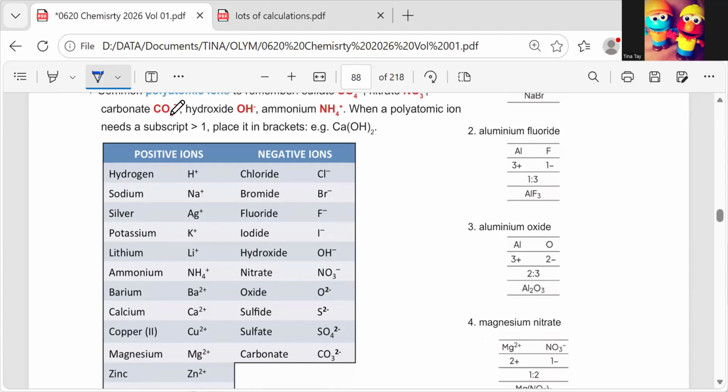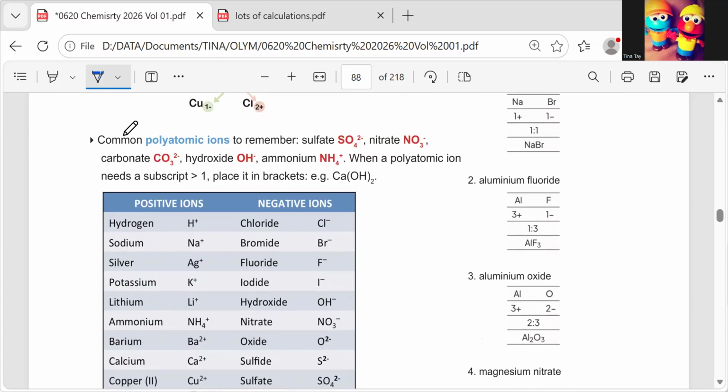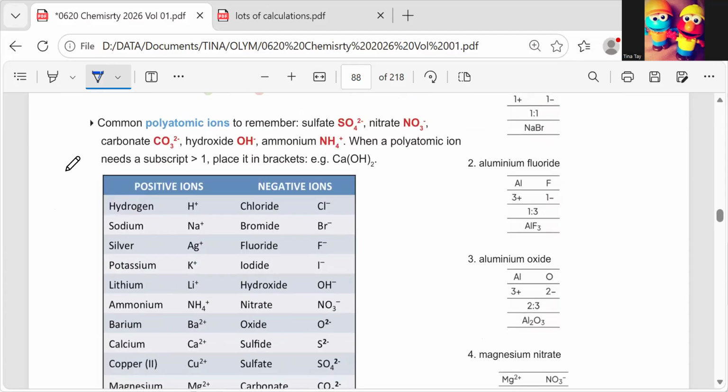The first thing we remember is positive ions are also known as cations. It's easy if we just go by group. Everybody in group 1 is positive 1, for example potassium, sodium, and of course lithium. Everybody in group 2 is positive 2, for example magnesium and calcium. Everybody in group 3 is positive 3, for example aluminium. And then it comes to transition metals.